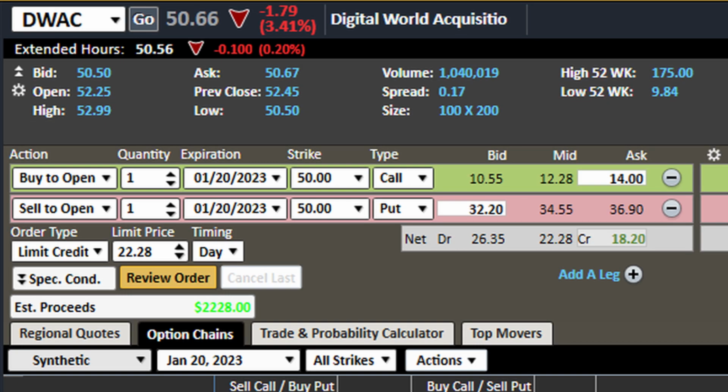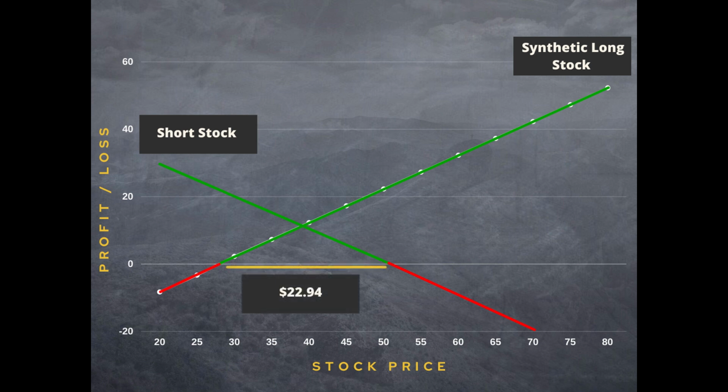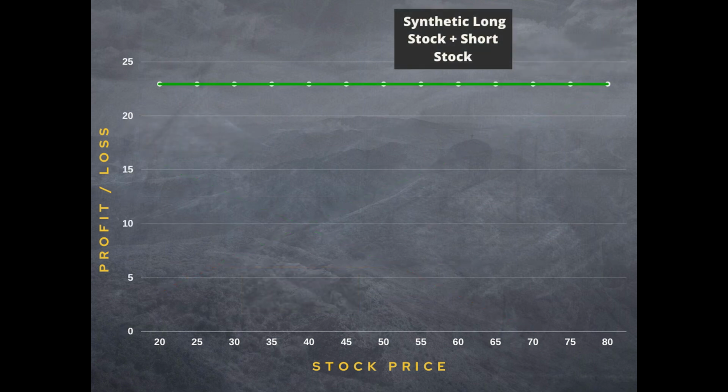Now let's look at the trade again with the actual prices where the put is more than the call. To take advantage of it, we can do a synthetic long stock like we talked about earlier, where we're selling the put and buying the call. Then we short the stock so that the short stock and synthetic long stock cancel each other out. But because of the 22.28 credit, our profit would be 22.94 no matter where the stock goes. It's a little bit more than the 22.28 credit because the call is in the money and we're long, so that works in our favor.